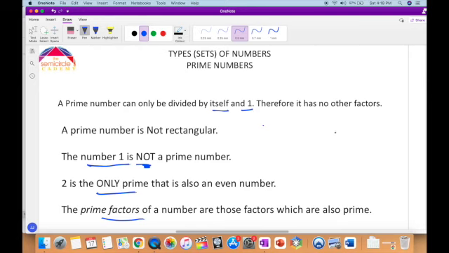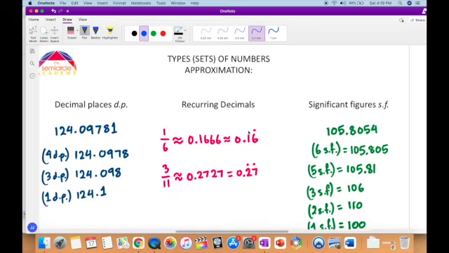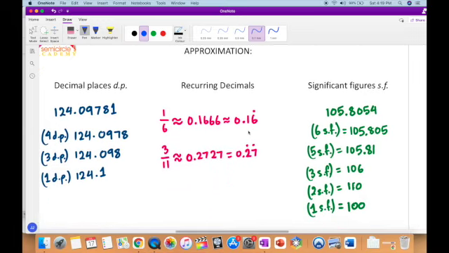For example, 6. The factors of 6 will be 2 and 3. 2 times 3 is 6, right? So these are the factors of 6, but 2 is a prime number and 3 is a prime number, and so these are prime factors, right? So now we're talking about approximation, and we're talking about decimal spaces.